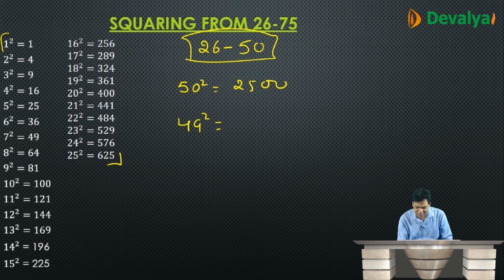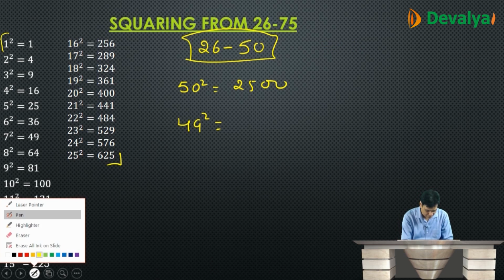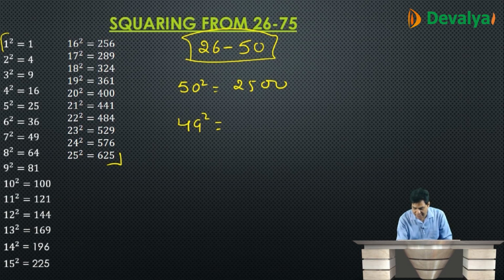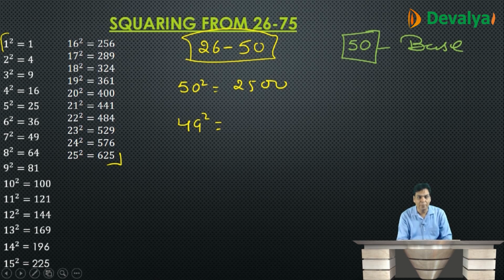Look here, in the very first step, I took 50 as a base. I am going to change the color of my pen. Since 50 is the base number, I subtract 50 from 49. The answer is negative 1. And I subtract this difference from 25. This gives me the first two digits, that is 24.